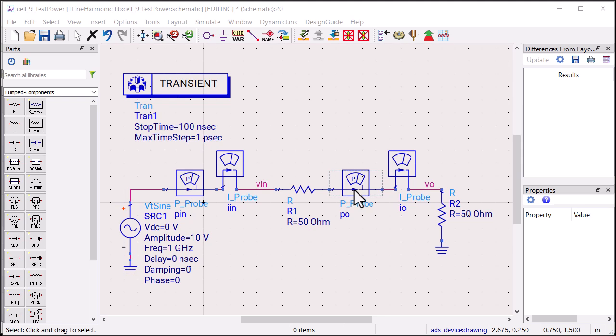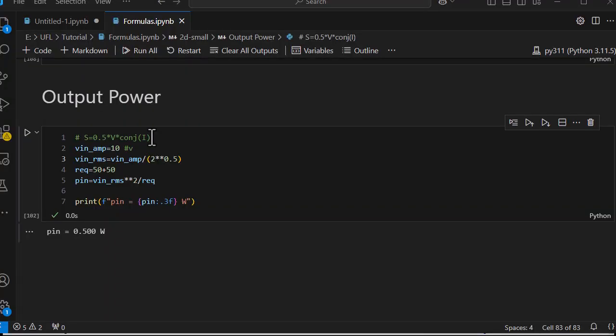First, I'll explain the theory behind this calculation, and then I'll show you how to use both methods step by step. The theory is quite simple. The power S is half of the voltage multiplied by the conjugate of the current at a specific point in the circuit. In our case, the amplitude of the sinusoidal voltage source is 10 volts.